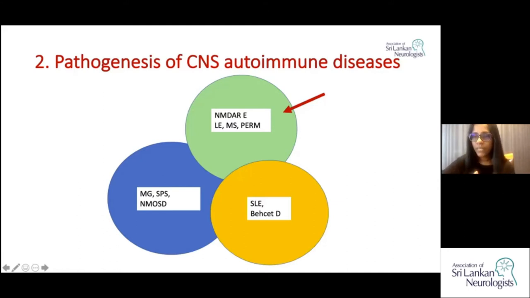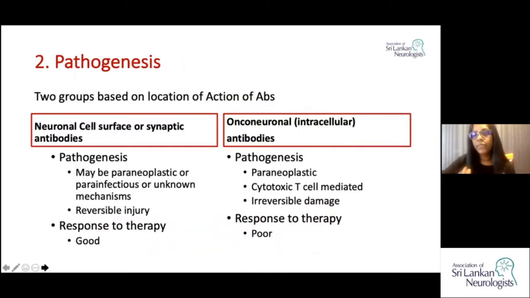These are antibody mediated. They are pure nervous system problems, but most of them have a component of an encephalitis or an encephalopathy. So on that basis, let's look at what causes this encephalitis-like illness associated with antibodies. The antibodies are of two different types, based on their location of action. They could act on the cell surface or the synaptic protein, so they are called neuronal cell surface or synaptic antibodies, or their mechanism of action would be on intracellular components, so they are called intracellular antibodies. These have differences in the pathogenesis, and they also show differences in the clinical spectrum. And of course, there's a huge difference in their response to therapy.